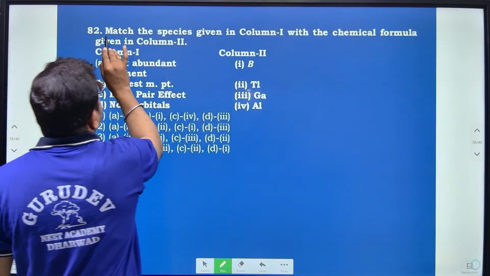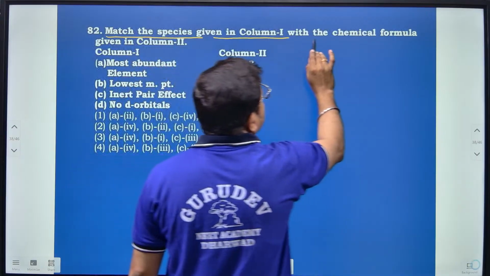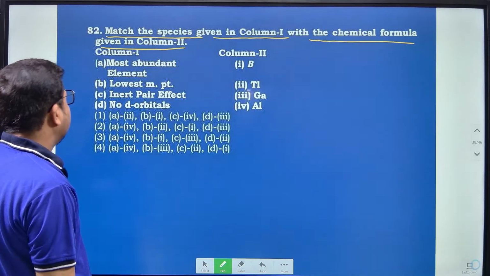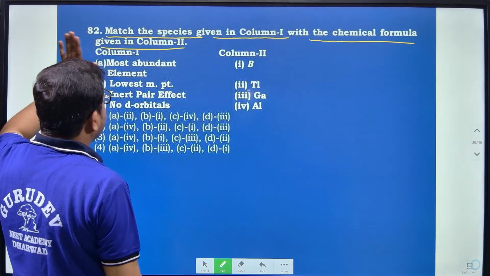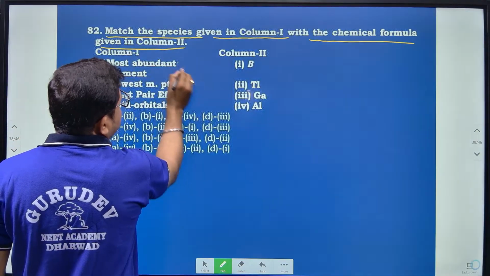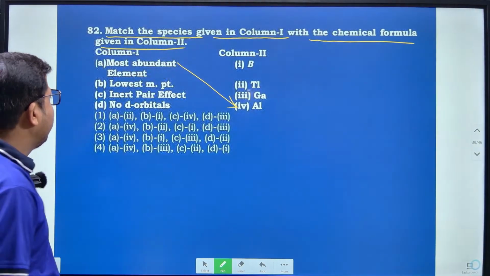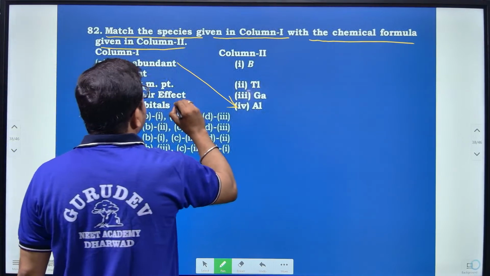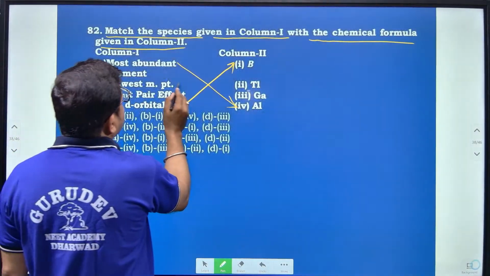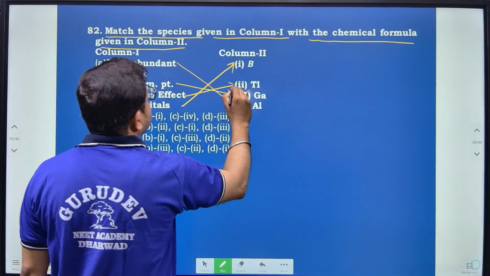Match the following species given in column 1 with the chemical formula given in column number 2. Simple. Remember, the most abundant element is aluminium. Next, the element with no d orbital is boron. Next, the lowest melting point element is gallium, and the inert pair effect showing element is thallium.